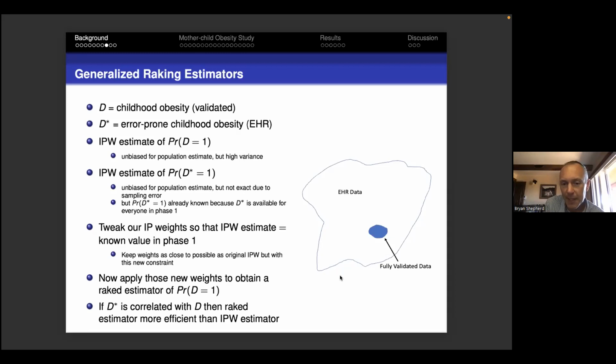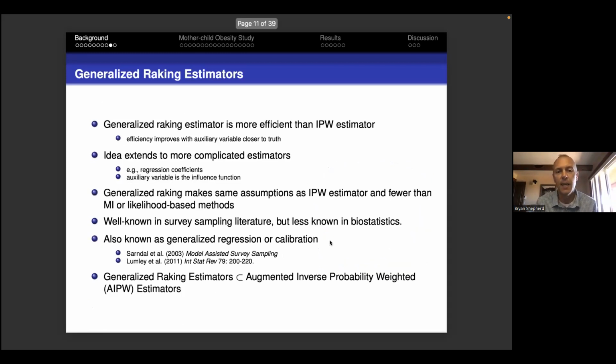Now, if D star is correlated with D, which it should be, I mean, it's the error-prone measure, then your new estimator, your generalized raking estimator, will be more efficient than the IPW estimator. It'll be a better estimator. And so that's the basic idea behind generalized raking. You slightly change your inverse probability weights using auxiliary data that's correlated with what you're really interested in order to improve their efficiency. And we'll show you this in our applied example in a bit. But that's the basic idea.